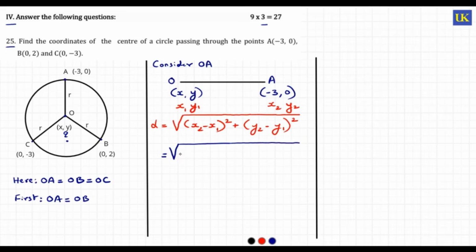So x2 is how much? x2 is minus 3. Then this minus sign as it is. x1 is how much? For time being I have taken as x square. Plus y2 is how much? 0 minus y1 is how much? y1 is y, the whole square.